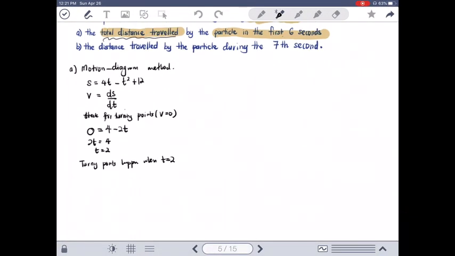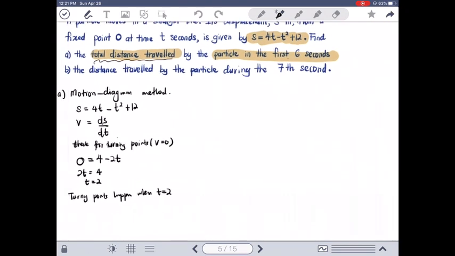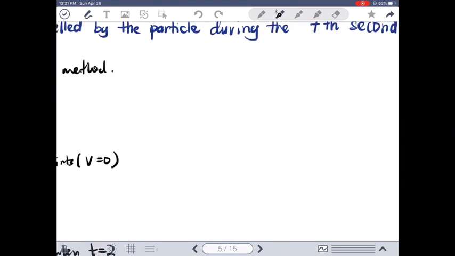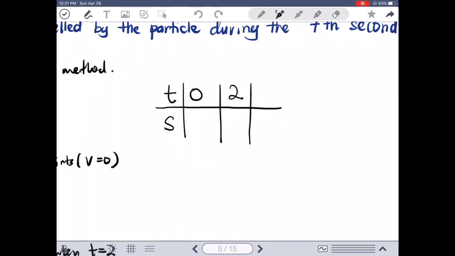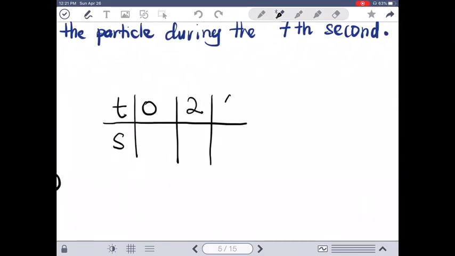So when we check our turning point, now we do the table. Because we want to draw the motion diagram method, we need to do the table. What values do we need to use? It depends on our turning point and our endpoint actually. So we do the table T and S. T is 0, that's very important. And then when T equals 2, when it turns, and then when T equals 6, because we want to find the total distance traveled within the 6 seconds.